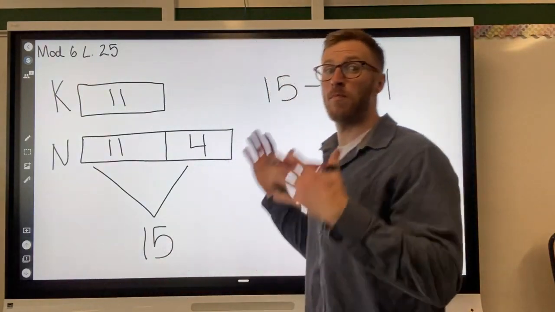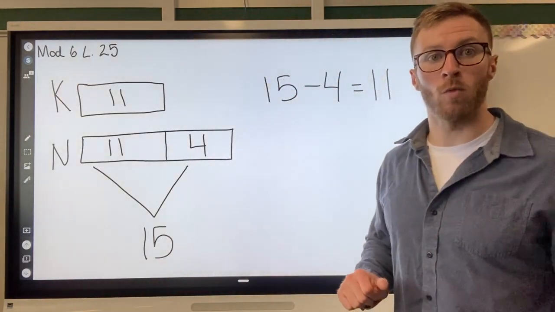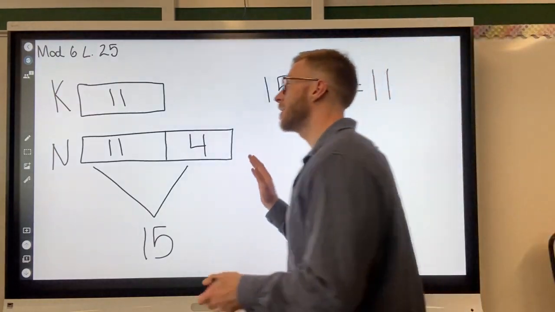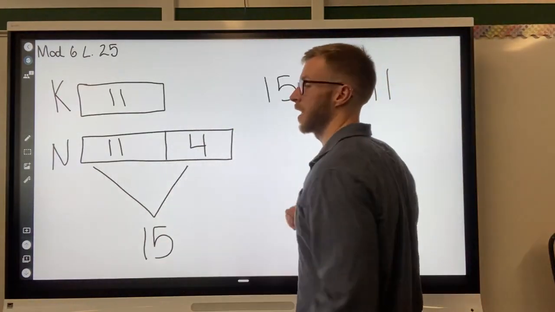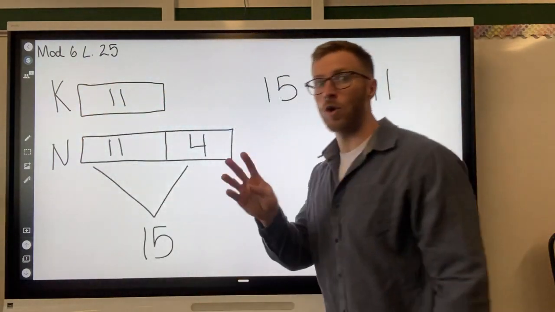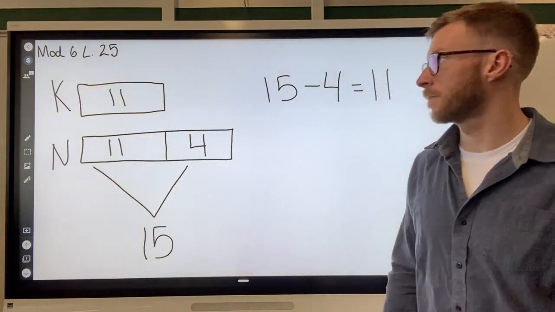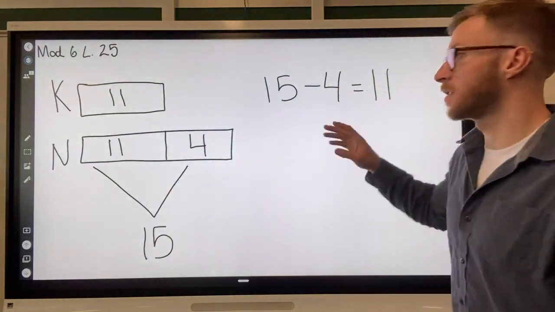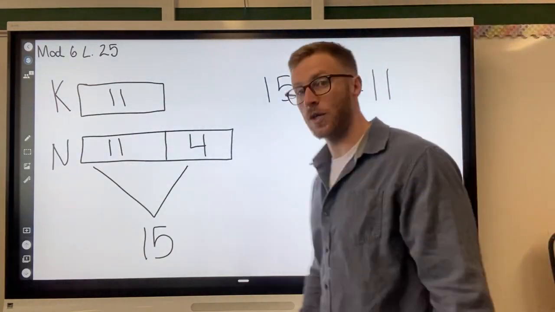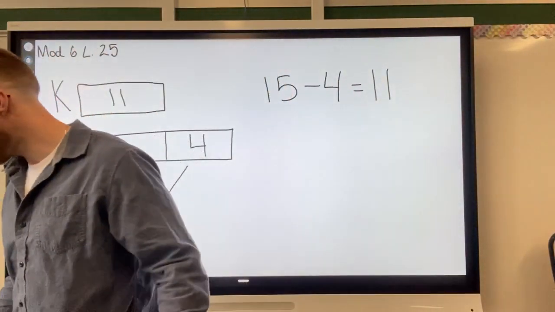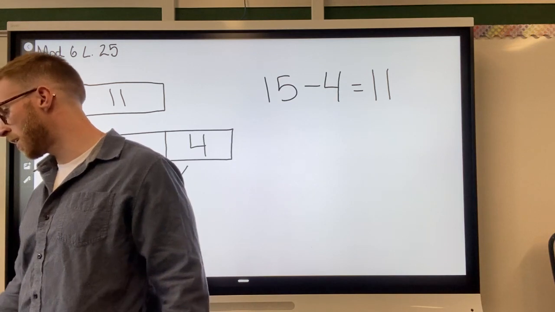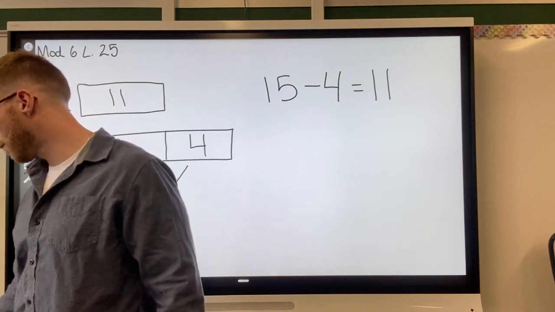So we can even put these numbers back into our word problem to see if it makes sense. Nikki jumped 15 times on one foot. Kim jumped 4 fewer times than Nikki. 11, we know, is 4 numbers less than 15, so we must be correct. Let's try another one, because that was a subtraction one that was a little bit more difficult.